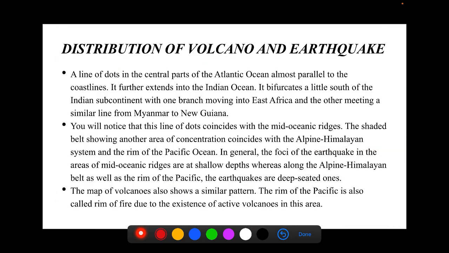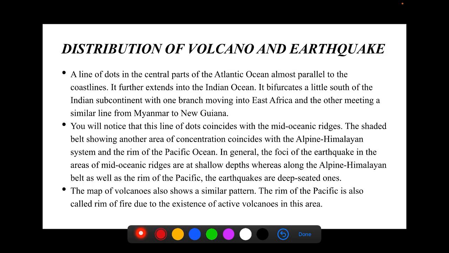So the next part that we have to discuss is the distribution of volcanoes and earthquakes. We have already discussed what volcanoes are, what the types of volcanoes are, and what the landforms of volcanoes are in previous lecture videos. If you have not seen that, it is my high recommendation that you cover these lectures in sequence. Please see the previous lecture videos first and then continue this lecture from here. We have also already discussed what earthquakes are and the various reasons for earthquakes.